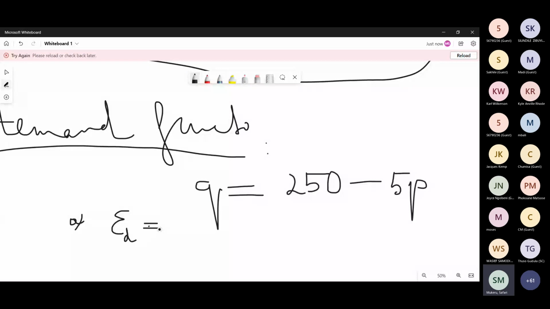And what is here now? How do you compute epsilon D for this question? We have the demand function, right? What is the elasticity? The price elasticity of demand. Okay, answer, please. Let me pick someone. Maddy, can you answer, please, that?